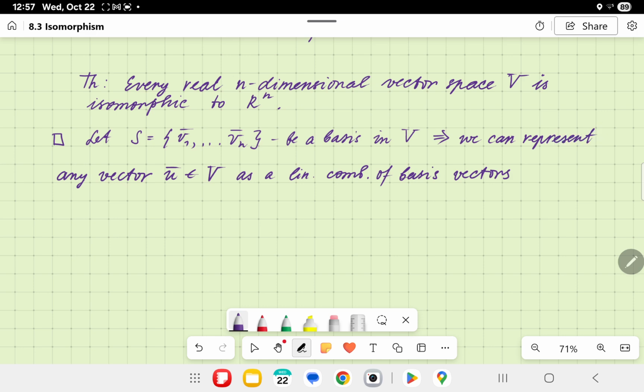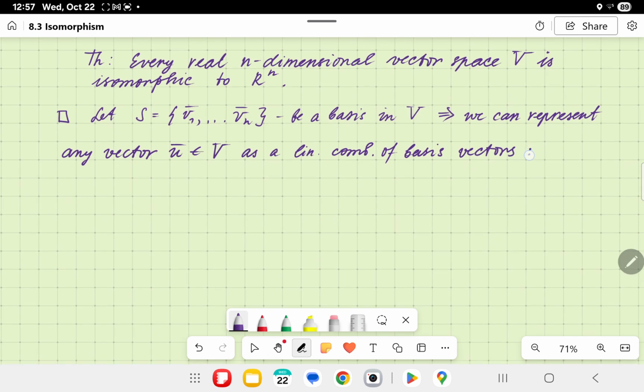Looks like it's missing the word. I'm going to write it down. So if it's a basis, we can represent any vector u which belongs to vector space V as a linear combination with some constants: c1 multiplied by v1 plus ... plus cn multiplied by vn.